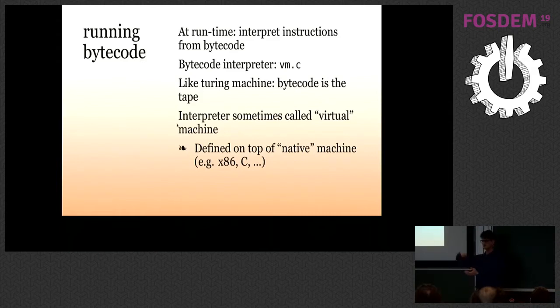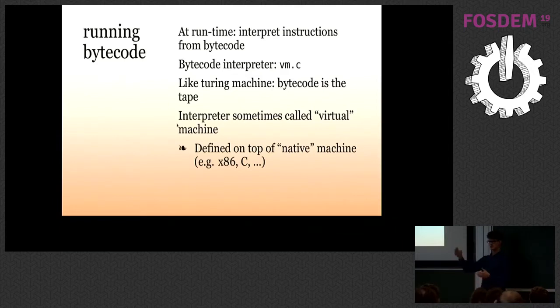I know you've all seen those diagrams of ideal Turing machines with the strip of symbols and whatever. Here, the machine is the virtual machine in Guile, and the strip of symbols is your bytecode. That machine was implemented by vm.c interpreting your program. Sometimes that machine is called a virtual machine because the instructions it operates on are not machine instructions. They're somehow at a higher level.